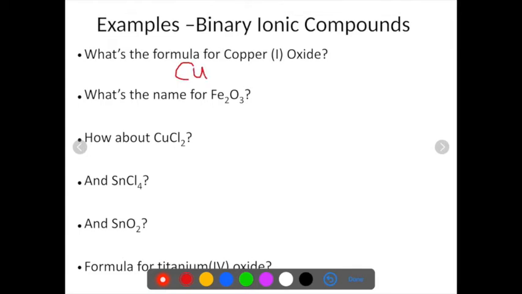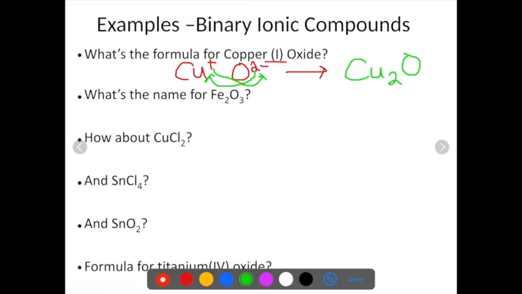Cu is the symbol for copper. And copper is one that has multiple ions, but I don't have to worry about which one it is because it's telling me right here it's copper 1. So copper plus 1. And then oxygen, the symbol is O, and the charge for oxygen is -2 because it's in group 6, so I'm going to put a -2 here. And then I'm going to do the whole switcheroo thing. The 2 is going to go over here to copper, the 1 is going to come over here, so I get Cu2O.